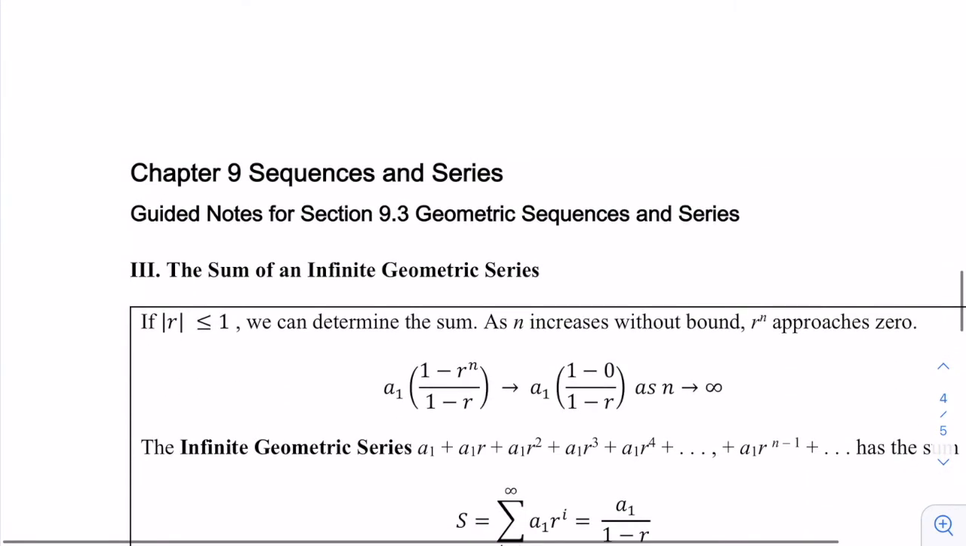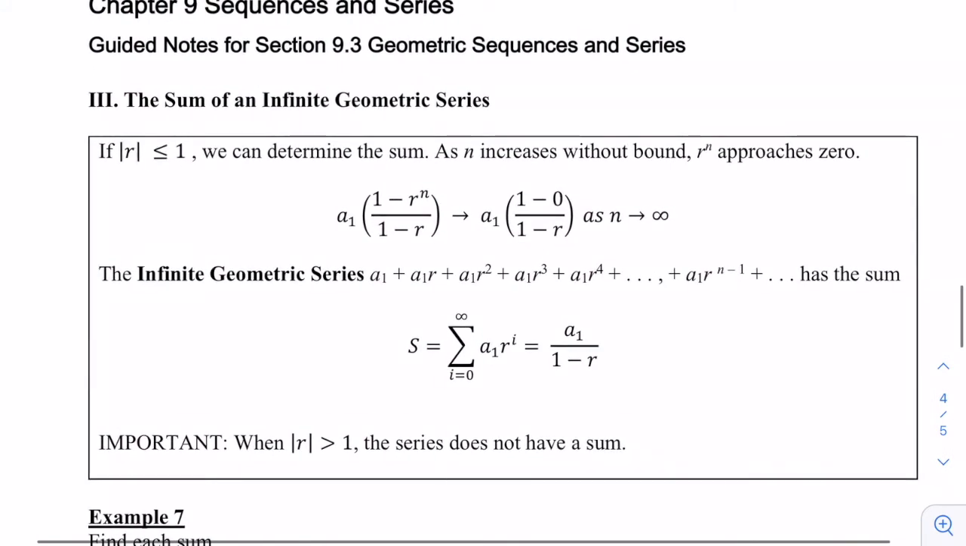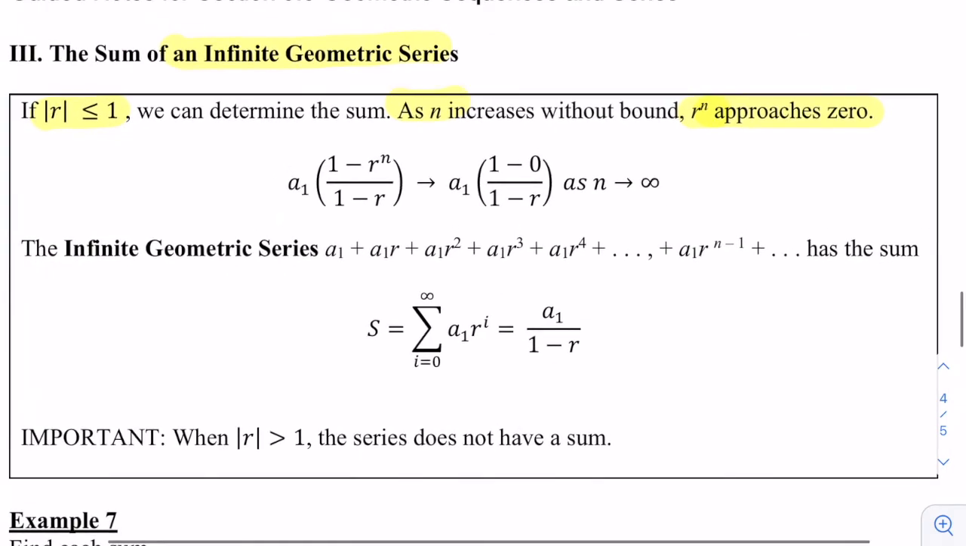Okay, now let's find the sum of an infinite geometric series. So there are 2 caveats. We have to make sure if we're going to find the sum, the absolute value of r is less than 1. Because as n approaches infinity, that r raised to the n is going to approach 0. So we can actually simplify this formula because it'll be 1 minus 0 on the top, and we can rewrite this as a sub 1 just divided by 1 minus r. So it looks a lot like the sum of a finite series.